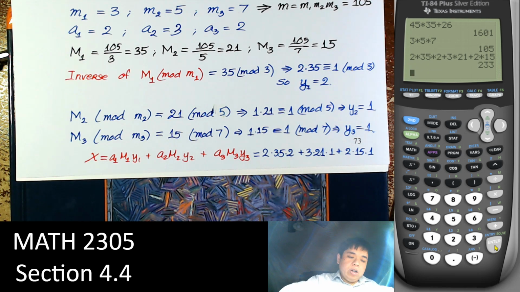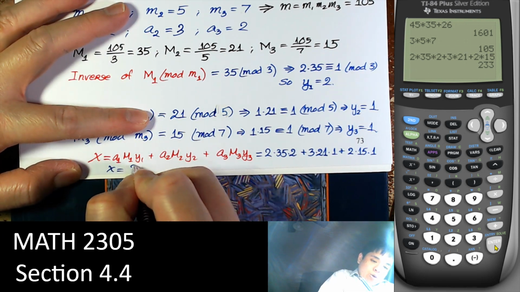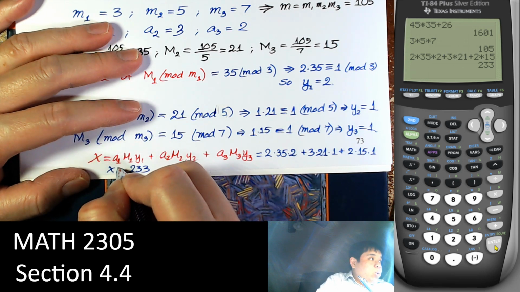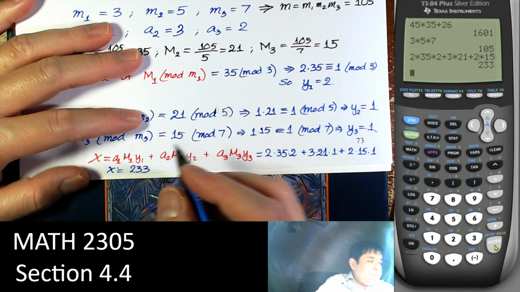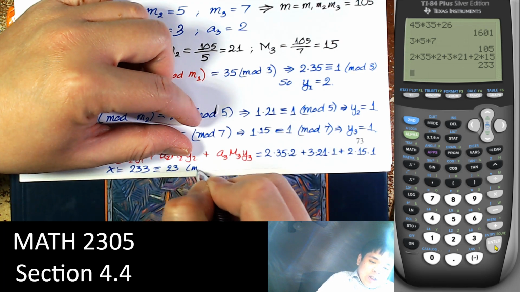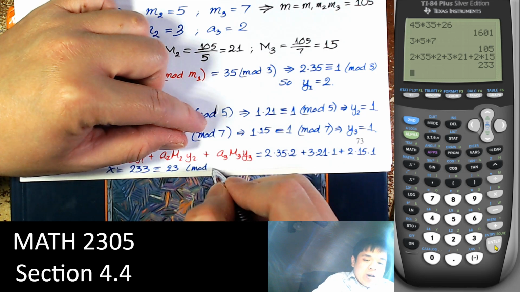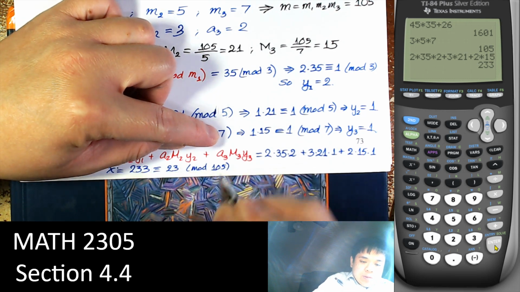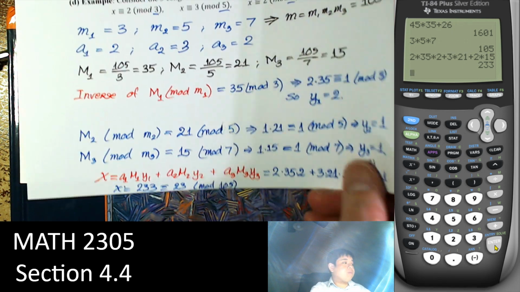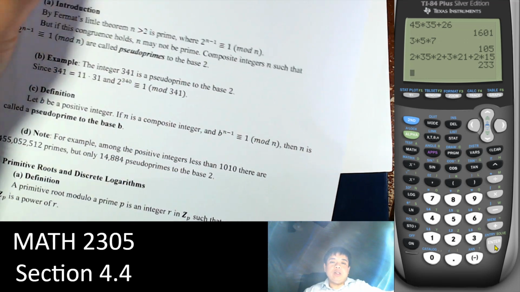I have 233. So x equals 233. Of course, we can say that x is congruent to 23 mod 105. Right, so we solve for x and it is 23. Of course, there could be more than this, but 23 is the smallest one possible. Right, so that is the Chinese Remainder Theorem.